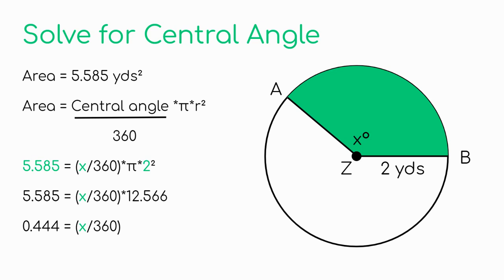So now I got 0.444 equals x divided by 360. I want to get x by itself, so I got to get rid of the divide by 360. The opposite of dividing is multiplying, so I'm going to multiply both sides by 360. So 0.444 times 360 is 160, and that is my central angle. So my central angle is 160 degrees.